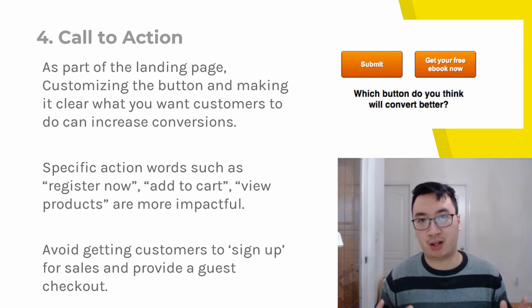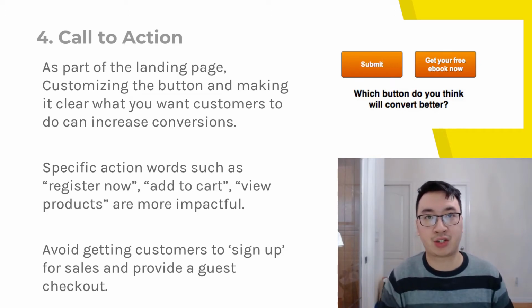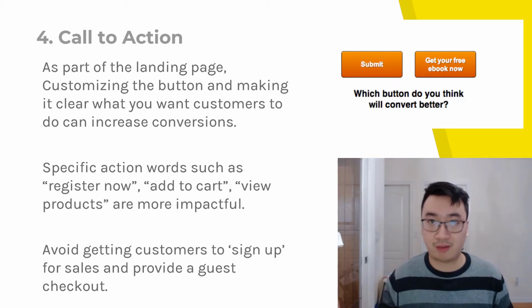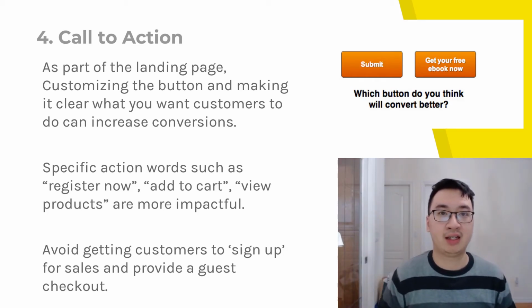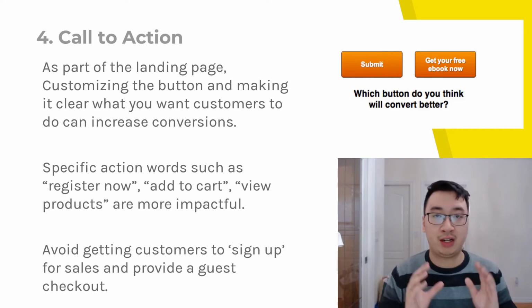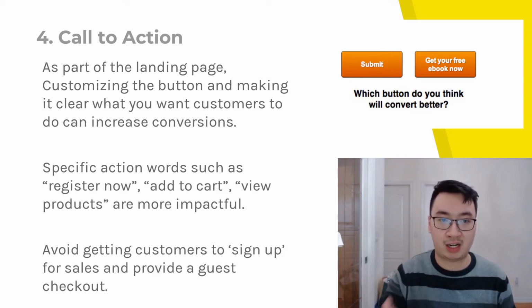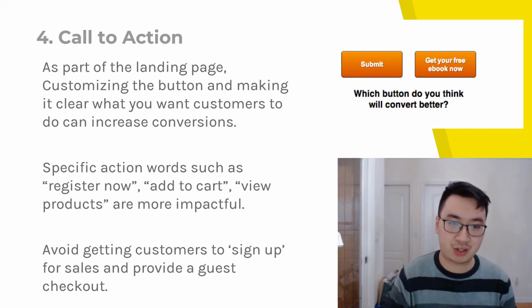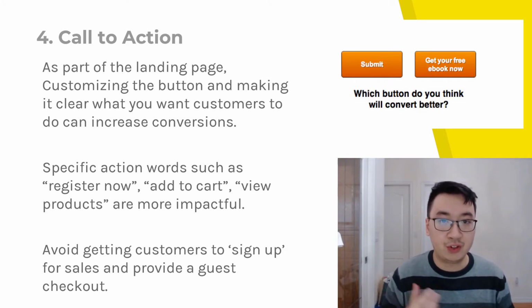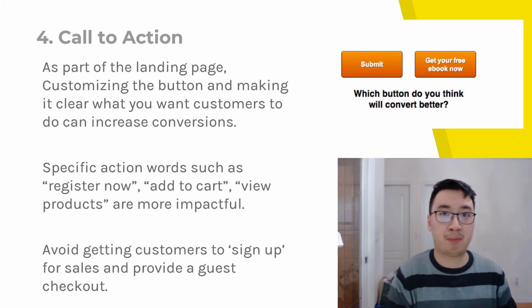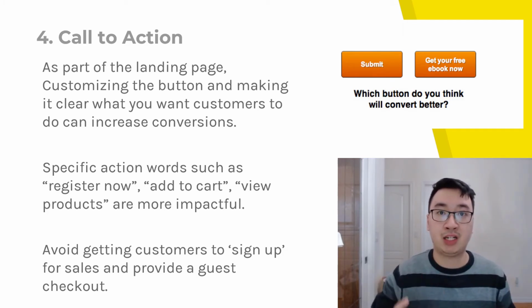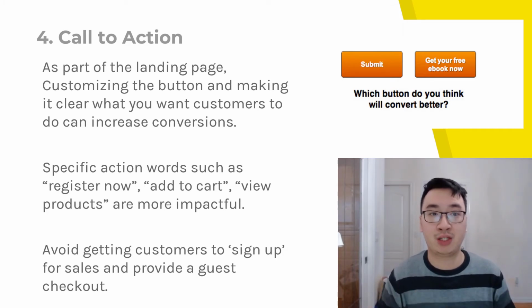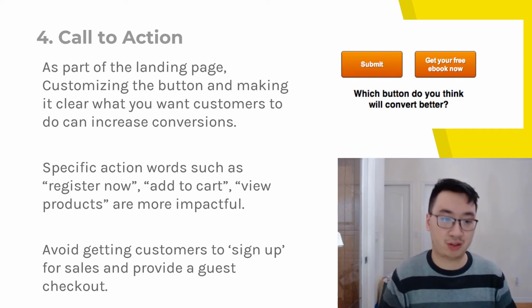Maybe you're selling an online course and you want consumers to sign up for the course, or maybe for a free trial. So you want to put that in the actual button itself, and you want to use specific action words. Register now, add to cart, view products. These are much more impactful, and if you want a desired action when you're measuring conversion rate, that's what you want to do to encourage those actions.